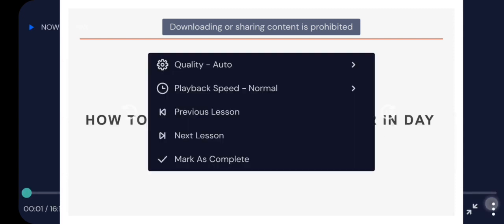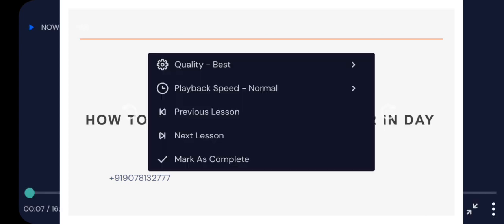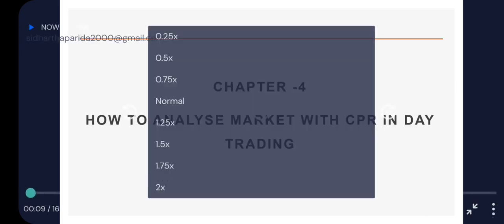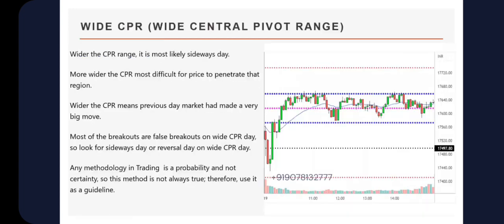Okay, guys, now we are coming to chapter 4, that is how to analyze the market with CPR in day trading. How you can analyze the market movement with CPR in day trading. So that we'll discuss in this chapter. You should know that there are different types of CPR. One of them is called wide CPR, wide central pivot range. Wide CPR range means it is most likely sideways.